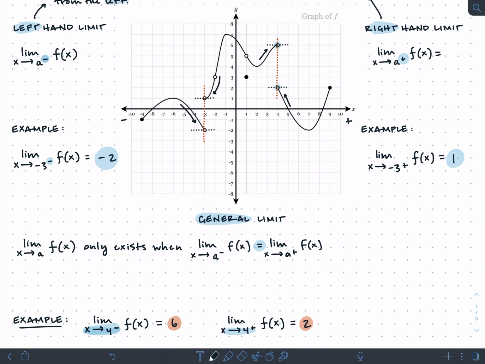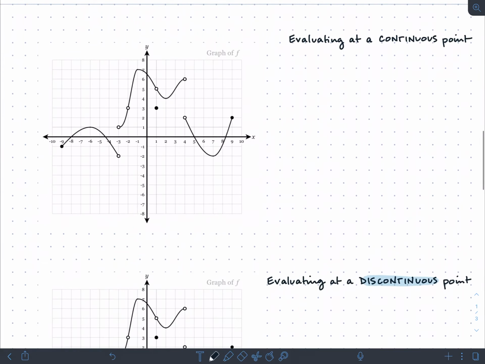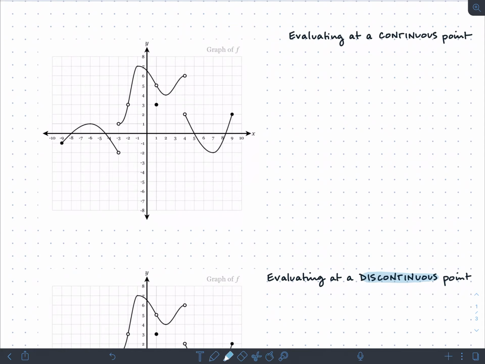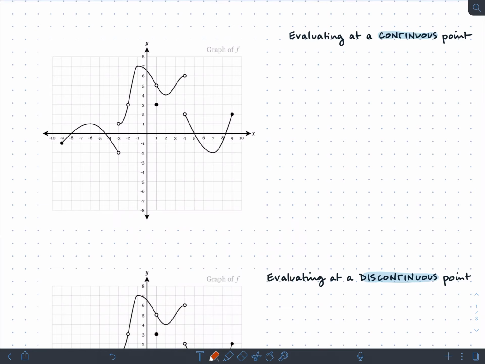Alright, so I'm going to take a pause there, and we are going to do 2 quick examples, and I will let you go. So the first example, we're going to start with, what does this look like at a continuous point? So remember, continuous means I can draw it without lifting up my pencil. And the continuous point that I'm going to choose is at x equals 7.